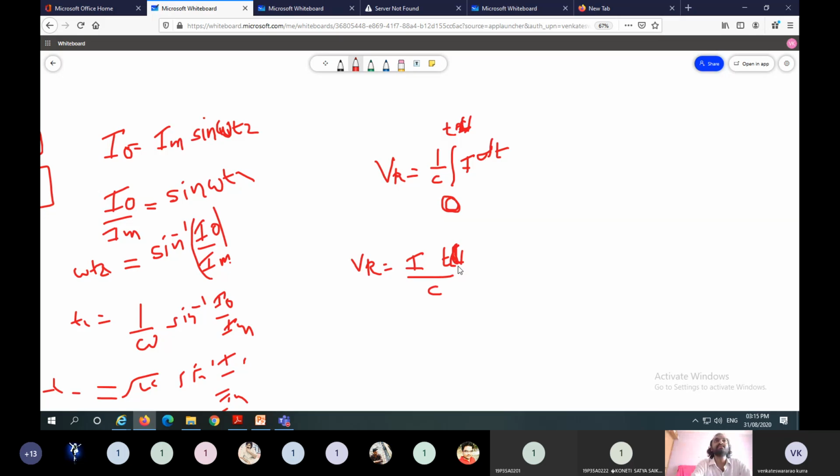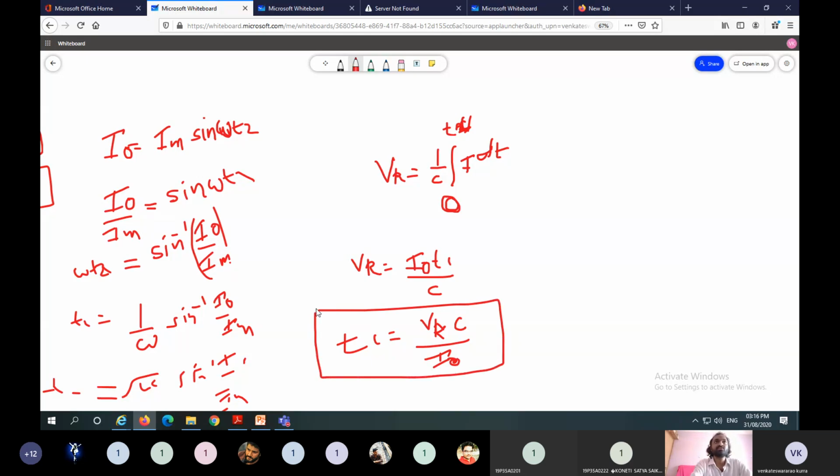So circuit turn-off time tc equals VR into C by I naught, where the current here is I naught. So this is the formula for circuit turn-off time.